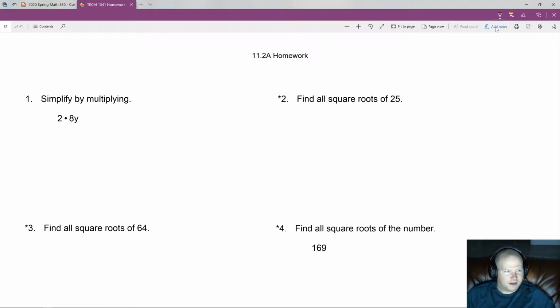11.2a homework, simplify by multiplying. So 2 times 8y, 2 times 8 is 16, so you end up with 16y.